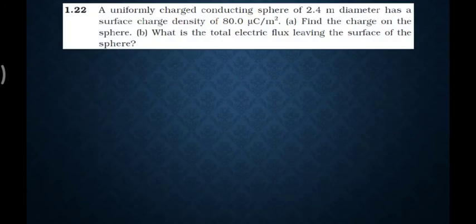Let's go for 1.22. A uniformly charged conducting sphere of 2.4 meter diameter has a surface charge density of 80 microcoulomb per meter square.